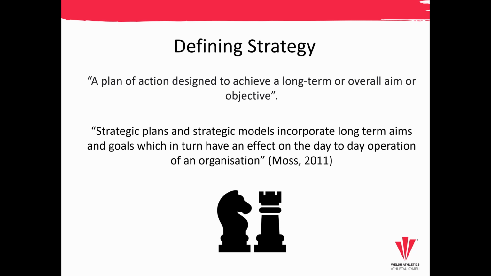Strategy can often be a term that is thrown around amidst the sport management world, but can also be something that is not always clearly understood by its writers or those implementing it. To define strategy in its simplest terms, strategy is a plan of action designed to achieve a long-term or overall aim. Drilling down into this a little more, strategy is about what the organisation or sports club will and won't do to achieve specific goals and objectives, where these goals and objectives lead to the realisation of a stated mission and vision. Contributing to this, strategic plans and strategic models incorporate long-term aims and goals, which in turn have an effect on the day-to-day operation of an organisation.